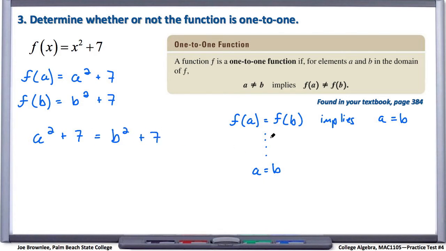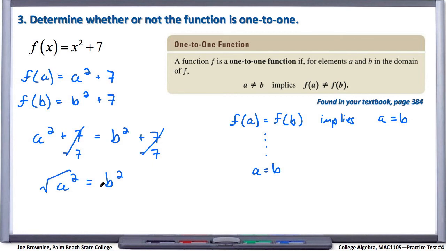Let's now clean this up a little, see if we can get this thing to have at the end a equals b. If we can, then this is 1-to-1. If we can't get a equals b, then this is not 1-to-1. All right, so we can go ahead and subtract 7 from both sides, and that will leave us with a squared equals b squared.